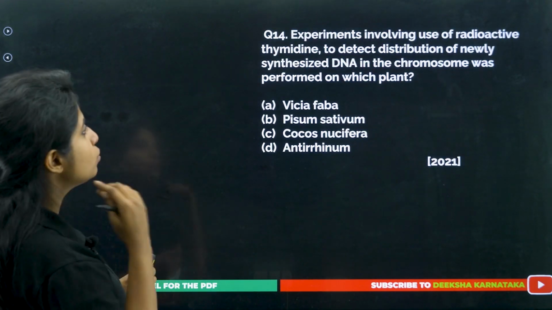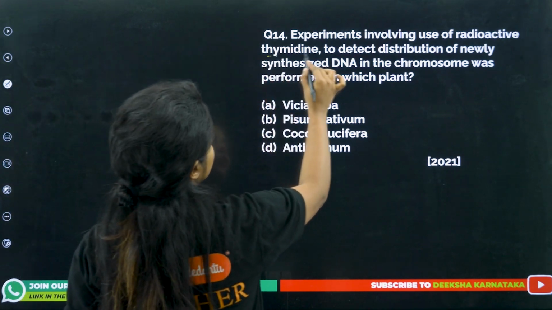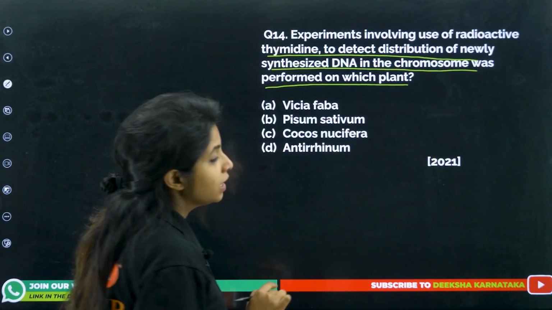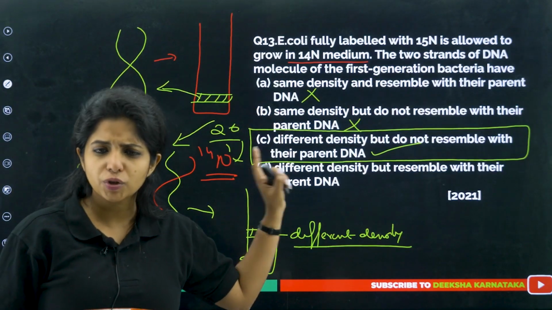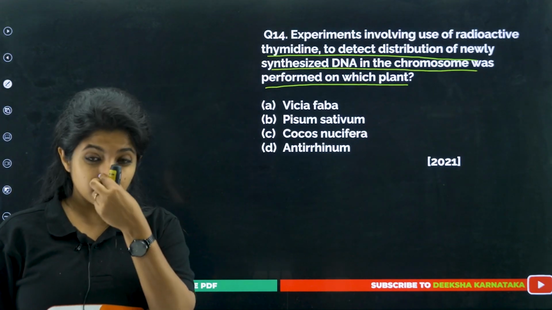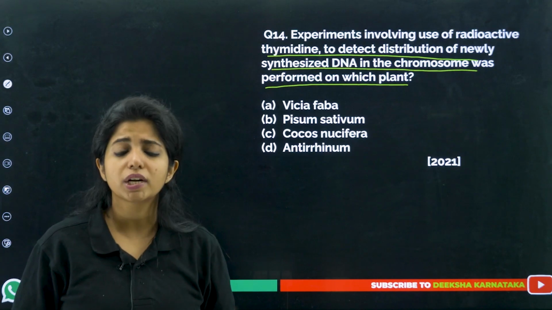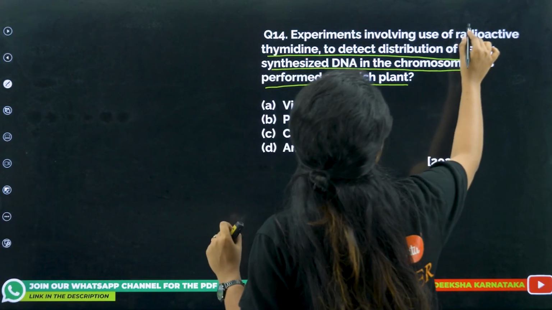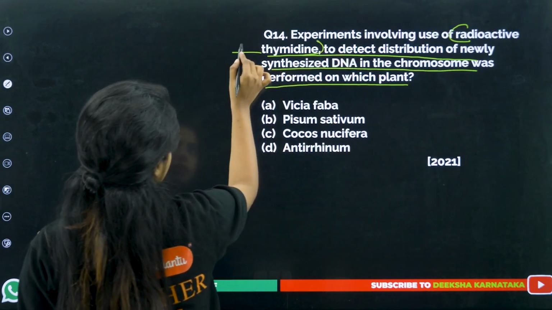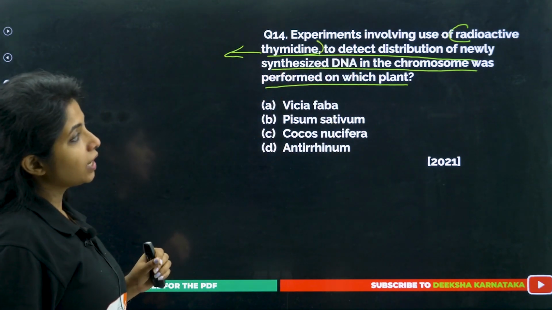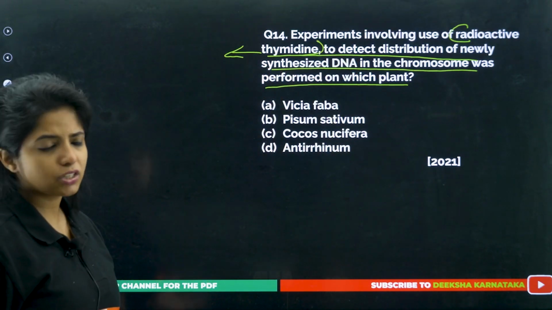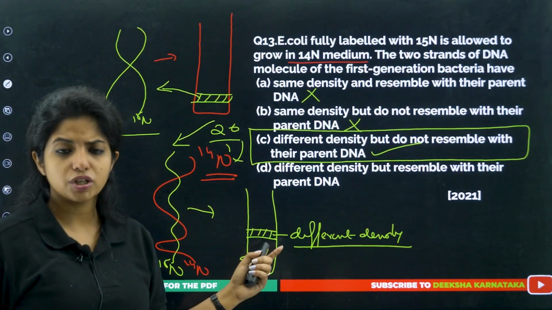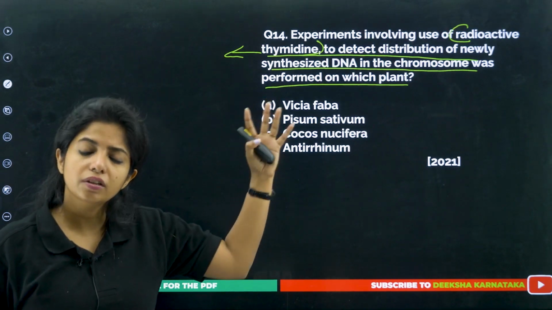Experiments involving use of radioactive thymidine to detect distribution of newly synthesized DNA in chromosome was performed on which plant? Now, this is something that has high resemblance to this question. This is a direct question from your NCERT which does not have much explanation in your NCERT as well. So they have mentioned one thing: radioactive thymidine you are using, and you are trying to detect the distribution of newly synthesized DNA, just like how we were detecting N14. There we were using density centrifugation for understanding that. Here we are using radioactivity.